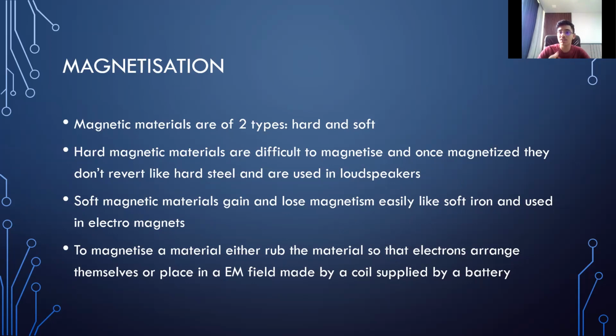So to magnetize a material, you either rub the material so that electrons arrange themselves. You rub the material with a magnet in the uniform direction, or you place it in an electromagnetic field made by a coil supplied by a battery. This electromagnetic field, the battery and the current should be of a direct current so that the electrons arrange themselves to create a proper structure from which they can magnetize.